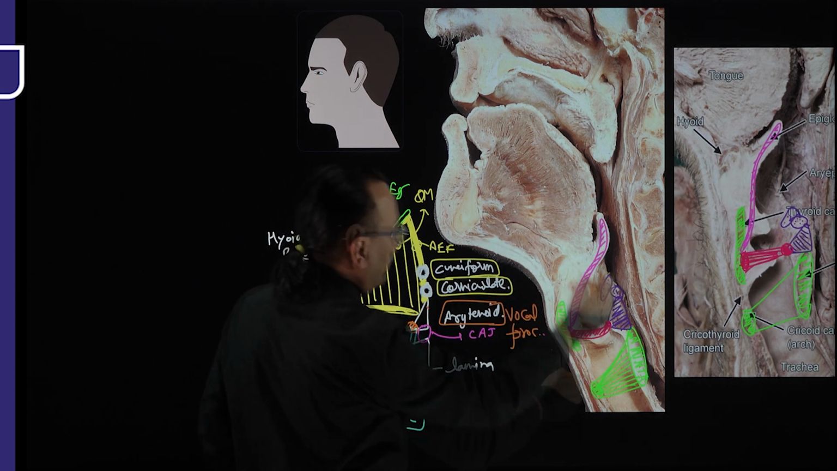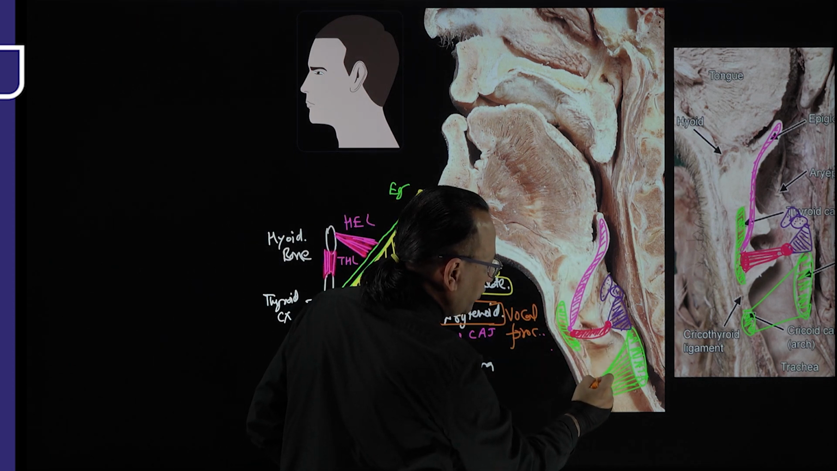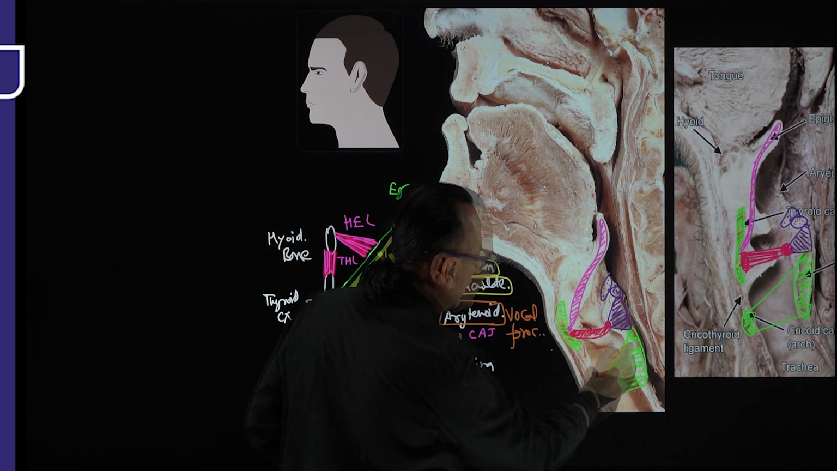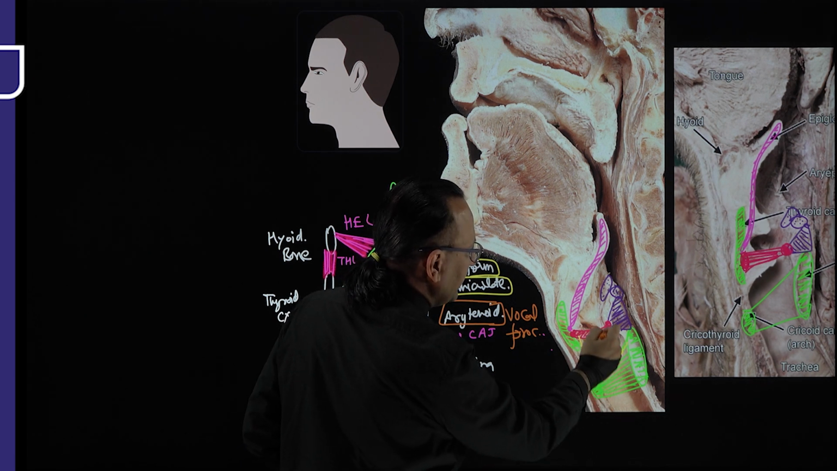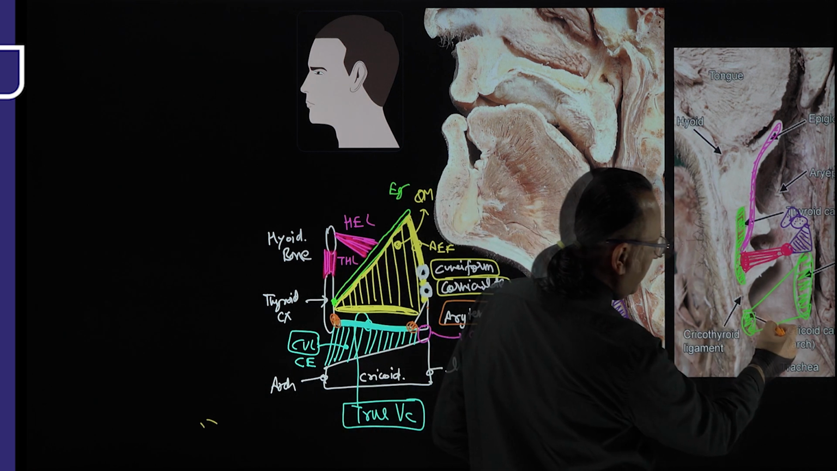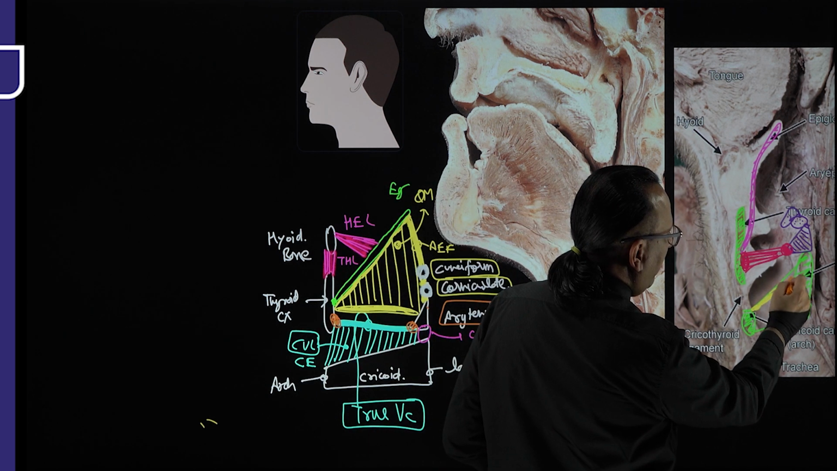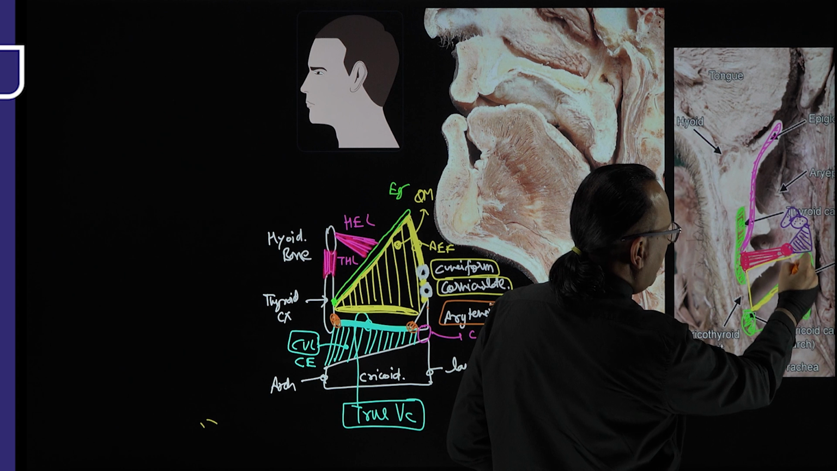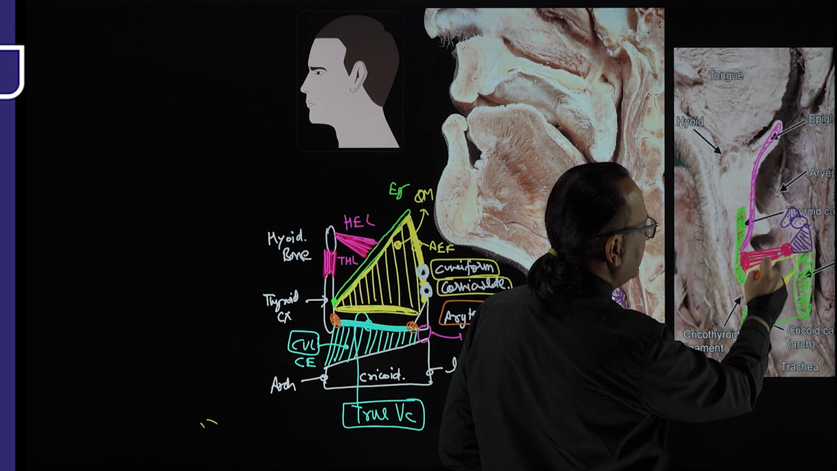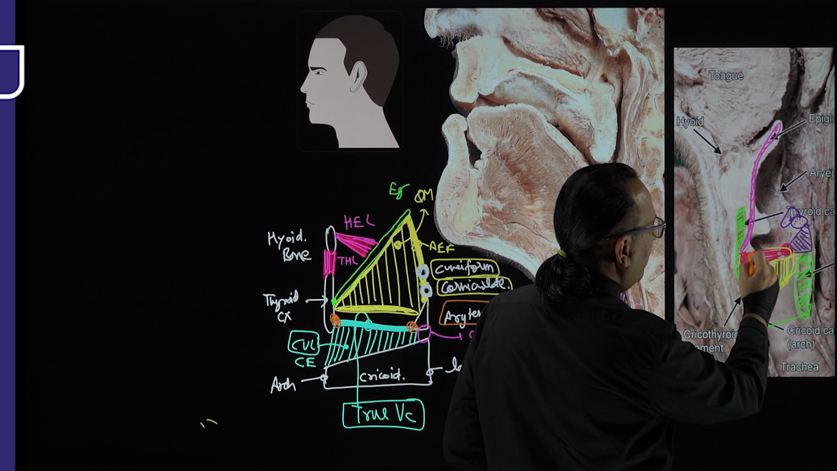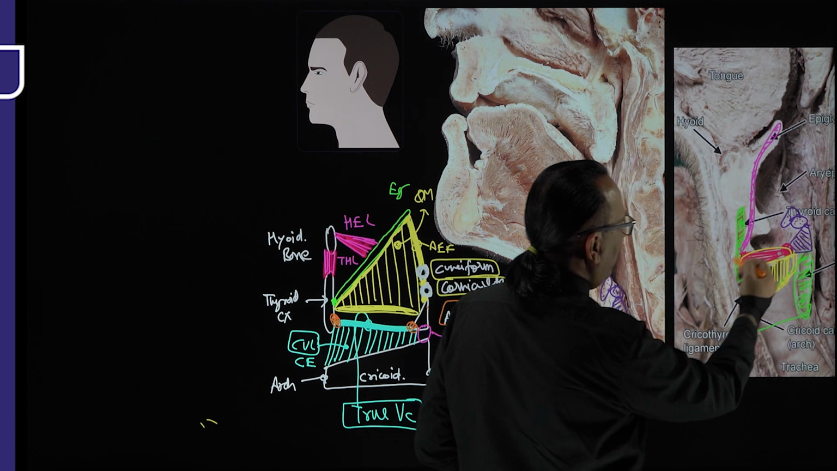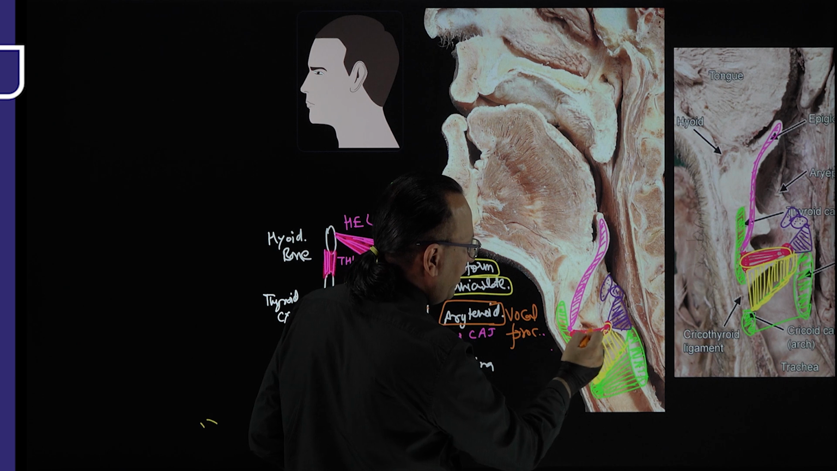Let us show the cricovocal ligament now. Attaching to the arch of the cricoid cartilage, running superiorly, is the cricovocal ligament or the conus elasticus. The same can be shown here. Attaching to the arch of the cricoid cartilage, there is a triangular membrane, and that triangular membrane is the cricovocal ligament or conus elasticus. It is the upper free end of that which will form the true vocal cord. So this is the upper free end forming true vocal cord.